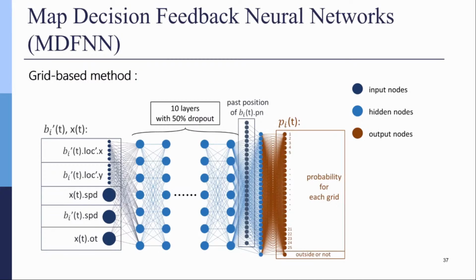This is the network model. This is how we design the MDFNN. Input data is the sensory data of vehicle X and broadcast packet BI, and the past mapping decision result of BI.